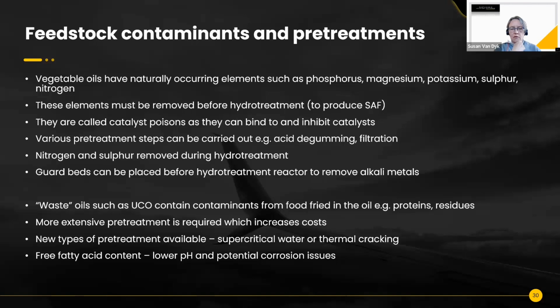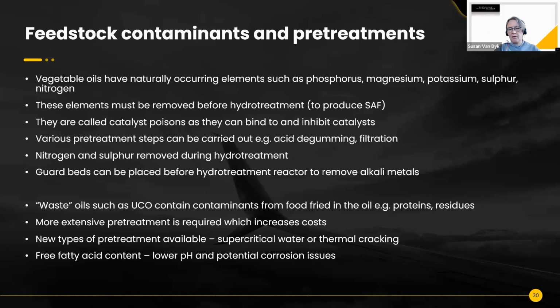So let's just look at feedstock contaminants and pretreatments. This is quite important. When we talk about any bio-based feedstocks, we have to realize that just like in our bodies, as these things grow, they need the enzymes, need phosphorus, magnesium, potassium, sulfur, nitrogen, all the biochemical processes that take place in plants and need these types of alkali metals. And all of these have to be removed because if you put it through a hydrotreatment process, this uses catalysts, and all of these will poison the catalysts because they will bind to the catalysts, and then it's pretty useless.